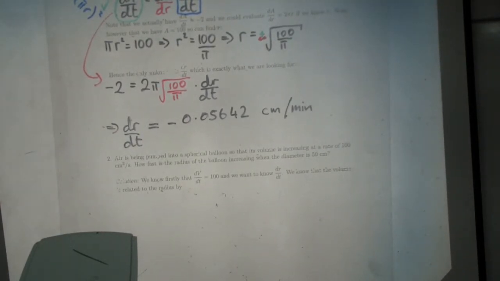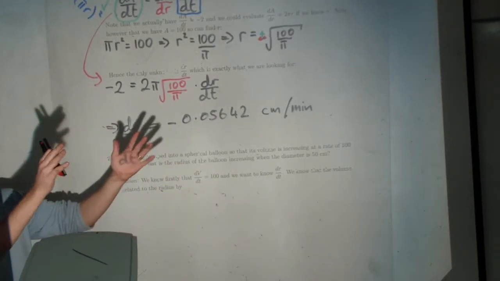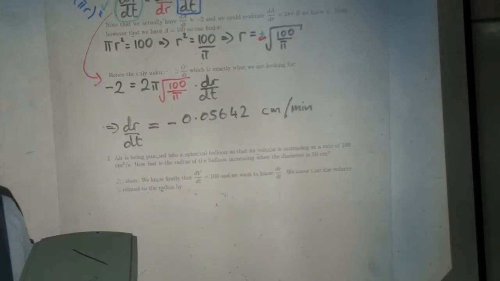Air is being pumped into a spherical balloon so that its volume is increasing at a constant rate, and that is a normal state of affairs. A pump, no matter what size the thing is, we put it in at a constant rate. How fast is the radius of the balloon increasing when the diameter is this size? As the balloon gets very, very big, you'll be pumping into the balloon, and the radius won't be increasing much, but the volume is increasing at the same rate.